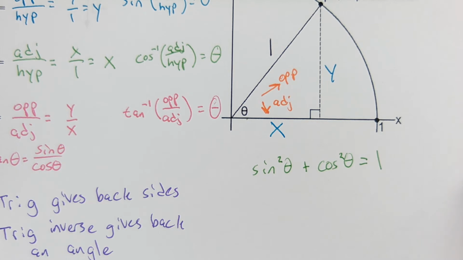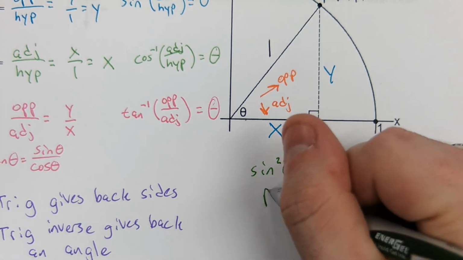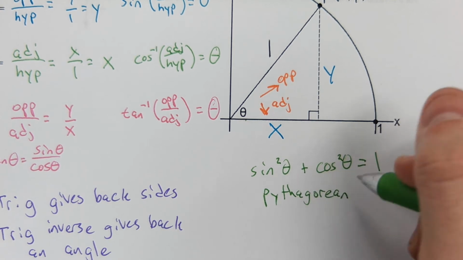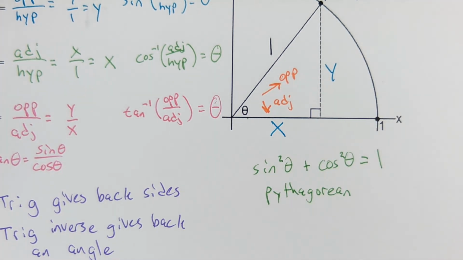Now, I know I'm being lazy and not saying theta. I hope you don't mind. But sine squared theta plus cosine squared theta will always equal 1, as long as it's the same theta. That is called the Pythagorean identity, because it looks like the Pythagorean theorem, a squared plus b squared equals c squared.